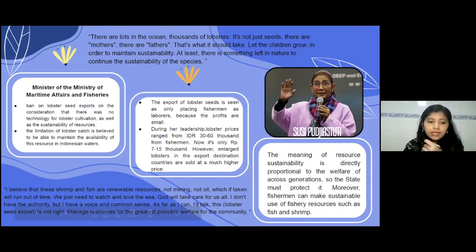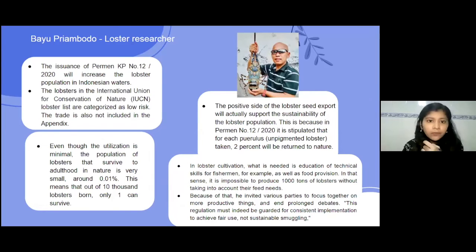The next is from Bayu Priyambodo. He is a lobster researcher. He said the issuance of Permen KP number 12 of 2020 will increase the lobster populations in Indonesian waters. Lobster in the International Union for Conservation of Nature, or IUCN, lists is categorized as low risk. The trade is also not included in the appendix.